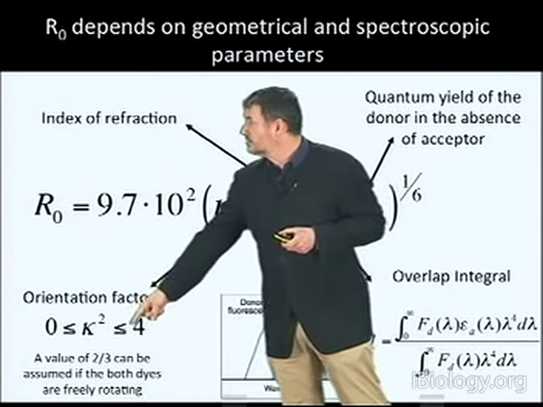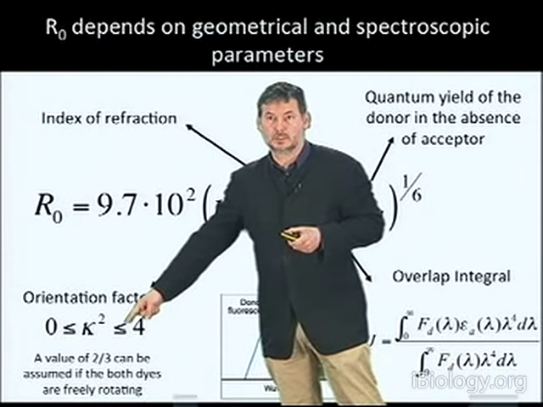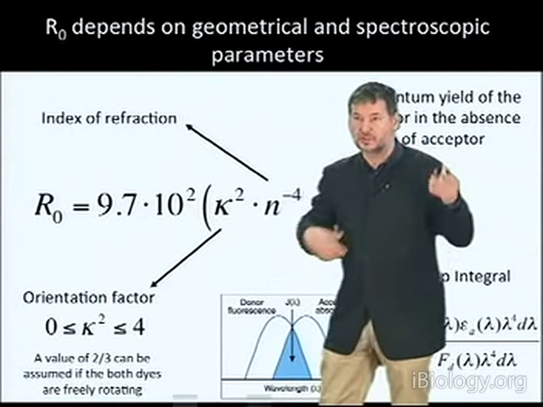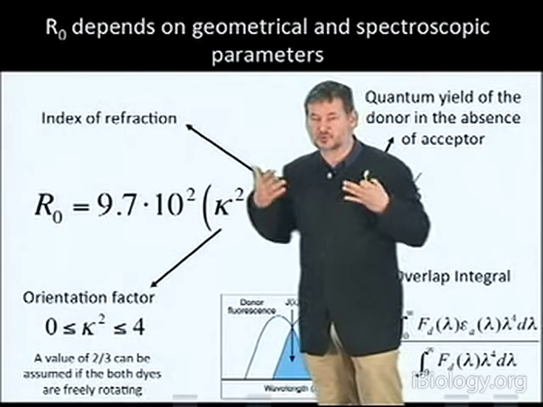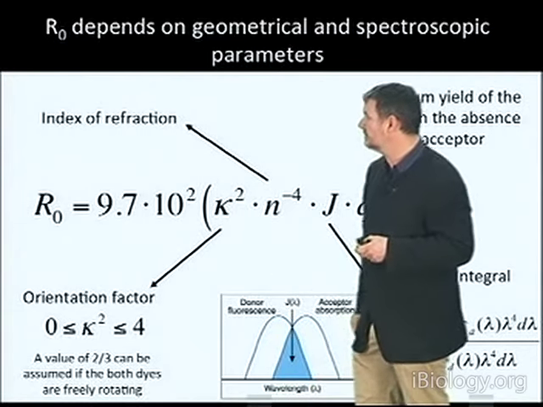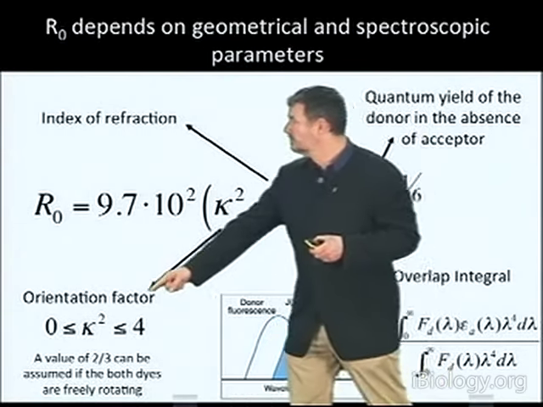Now, in general, that factor is taken to be 2/3, where you basically average over all orientations. This means very floppy fluorophores that move in all directions. So you basically, in the time of transfer, sample all orientations. It can be shown that this factor is then 2/3.